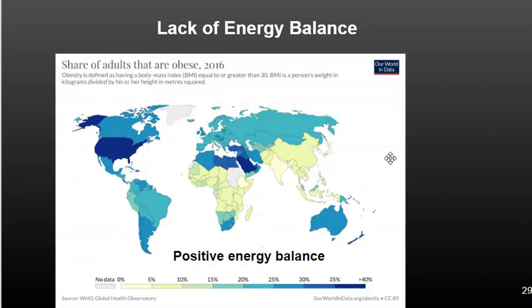So this map is showing some places around the world that are in positive energy balance, so consuming too much food, resulting in obesity. So places like the United States, New Zealand, Middle East, also Australia have got a large percentage of people that are overweight and also obese.